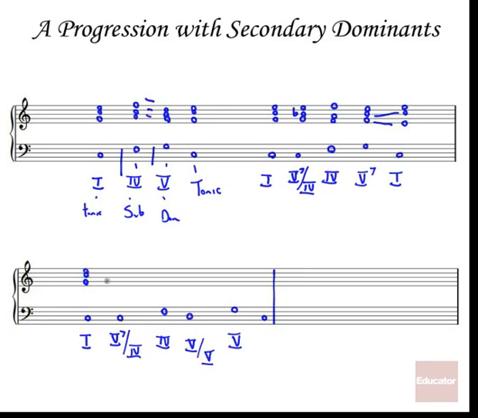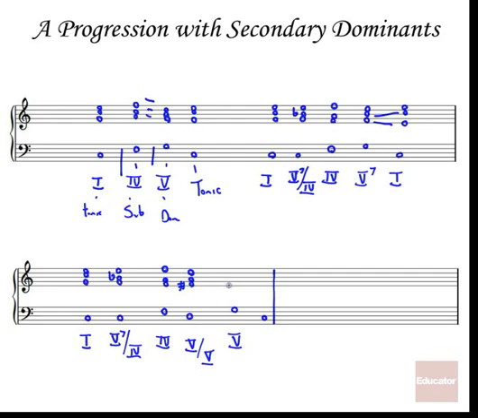So for the first part, I can just copy what we did above. So G, B flat, E, to F, A, F. And now we're moving to the V of V, which is a D major chord in this key. So we need to chromaticize this F to an F sharp to give us D major. And here's the rest of the harmony.